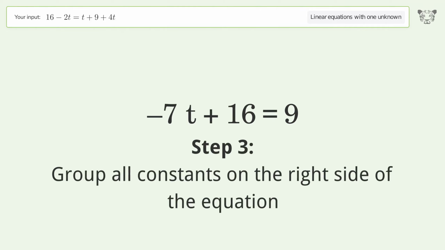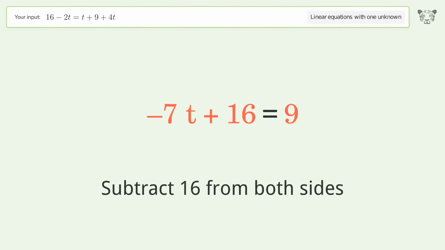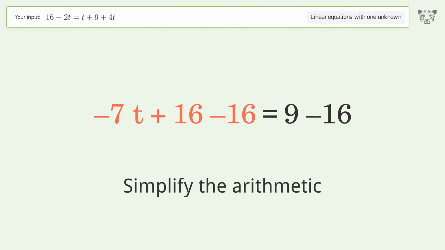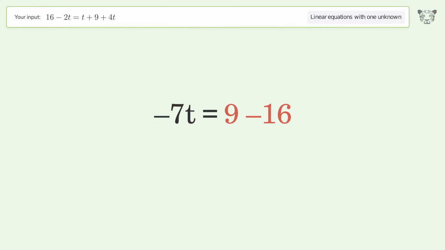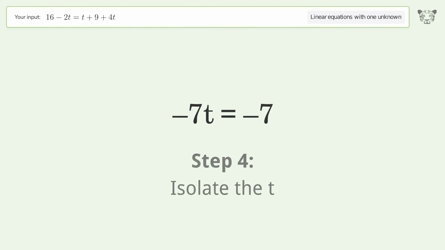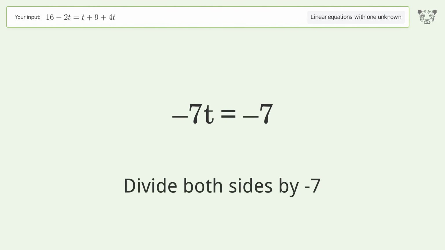Group all constants on the right side of the equation. Subtract 16 from both sides. Simplify the arithmetic. Isolate the t. Divide both sides by -7.